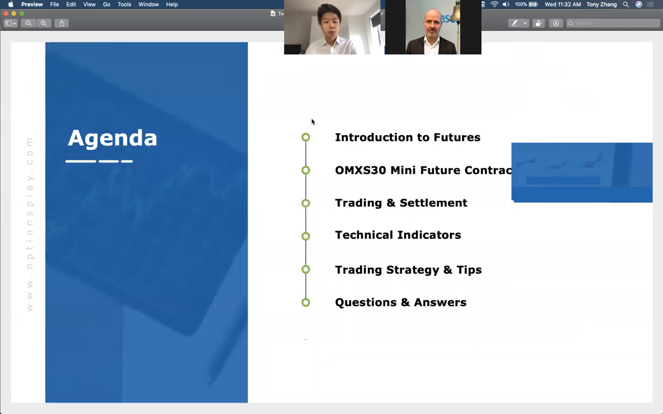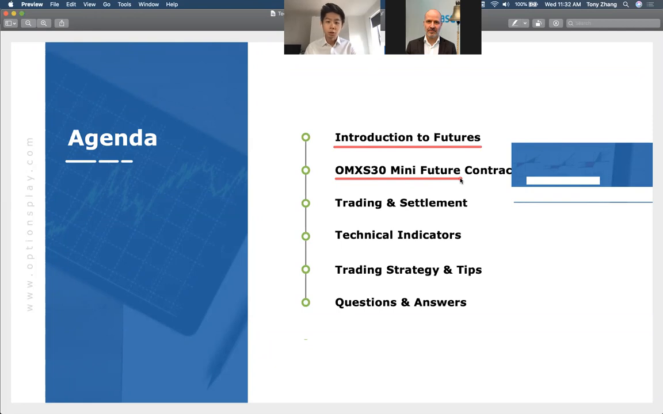Now, we're going to do a quick introduction to futures, just for those of you that are brand new to futures and want a quick background on what futures are. We're going to talk a little bit about these new OMXS30 mini futures contracts, the different sizes they are compared to the full standard contracts. For those of you that may have traded them, they're really just smaller contracts. We'll talk about the differences. I want to talk a little bit about the trading and settlement of these types of contracts, how they're a little different from trading stocks, and what you can expect when you go long or short a futures contract.